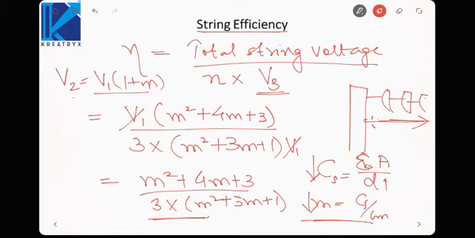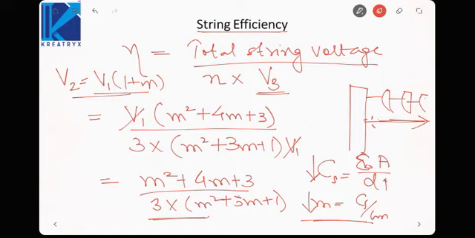So if M goes down, V2 becomes almost equal to V1. So if you want to reduce the non-uniformity in the voltage, you need to reduce M, and that gets automatically reduced in case of strain insulator as the distance of the disk from the tower cross arm increases. So strain type insulators will have higher efficiency as compared to suspension type insulators.